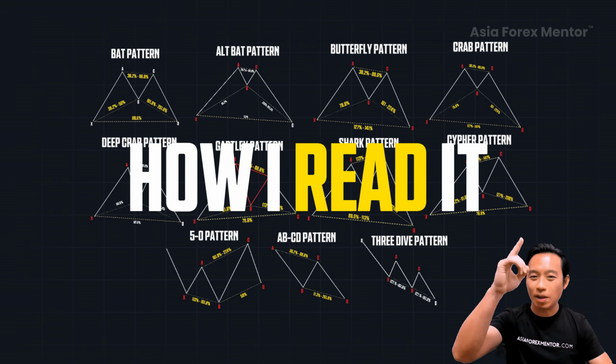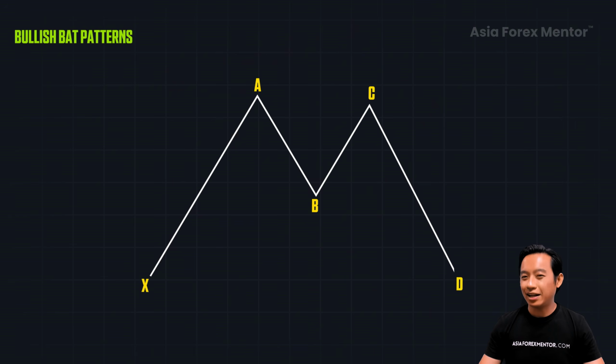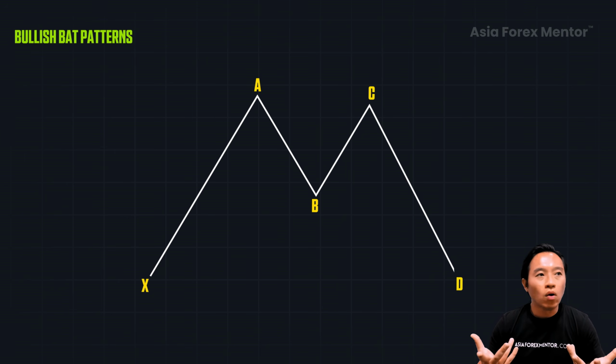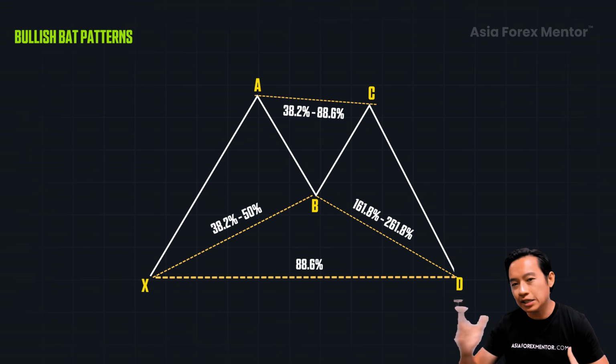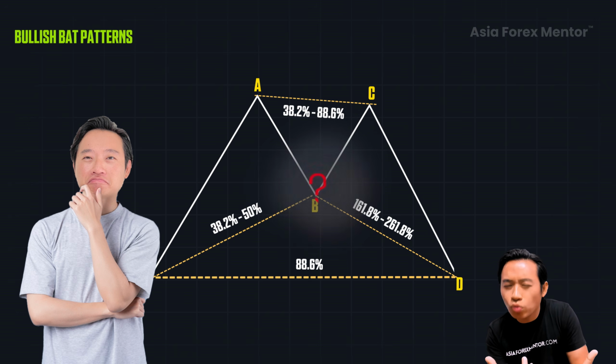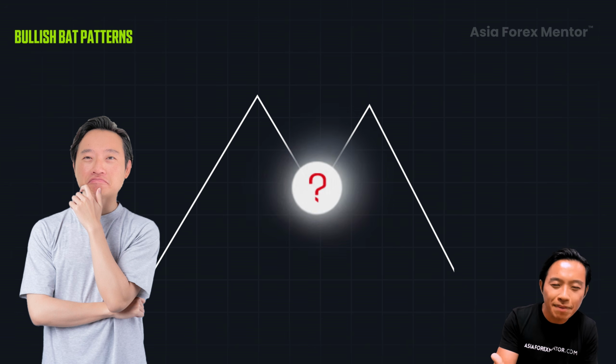Alright, so now let's go through the bat pattern. Let's take a look at the bat pattern again, right? The bullish bat pattern. Like I told you earlier, I didn't know about harmonic patterns until years later. And I was like, what? That is a harmonic pattern? Oh, this is what you call a bat pattern.